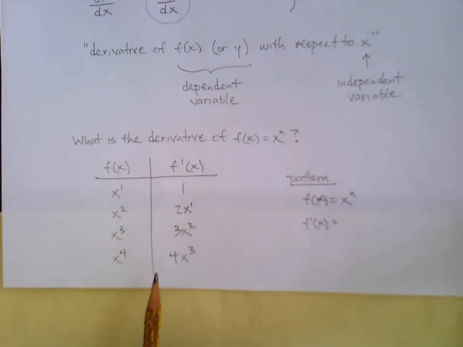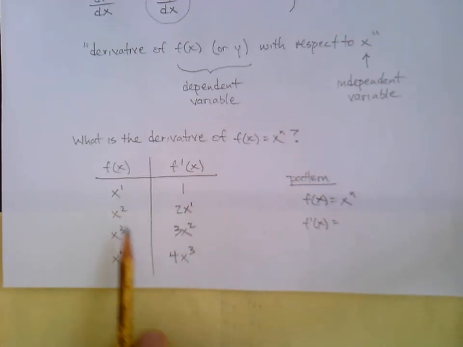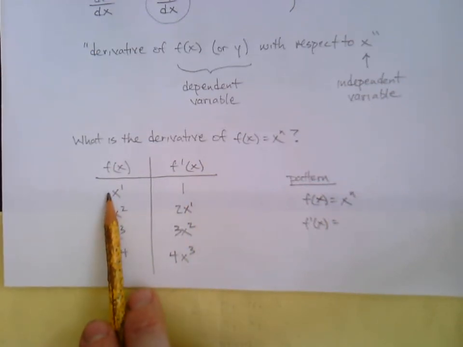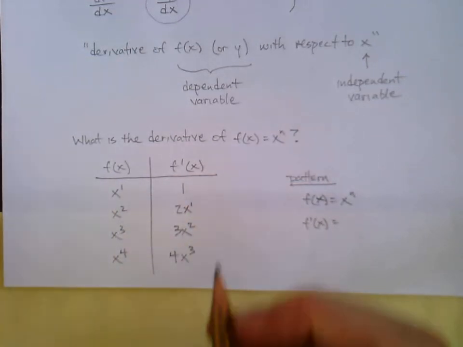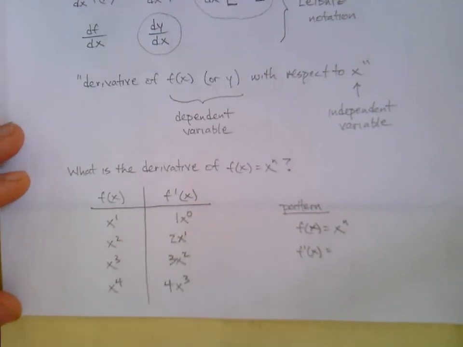Even the 1, which seems like an oddball, does still fit this pattern. For x to the first, the 1 moves down in front, and then the exponent decreases by 1. That's like an x to the 0. But if you recall, x to the 0 just equals 1. So it still works.